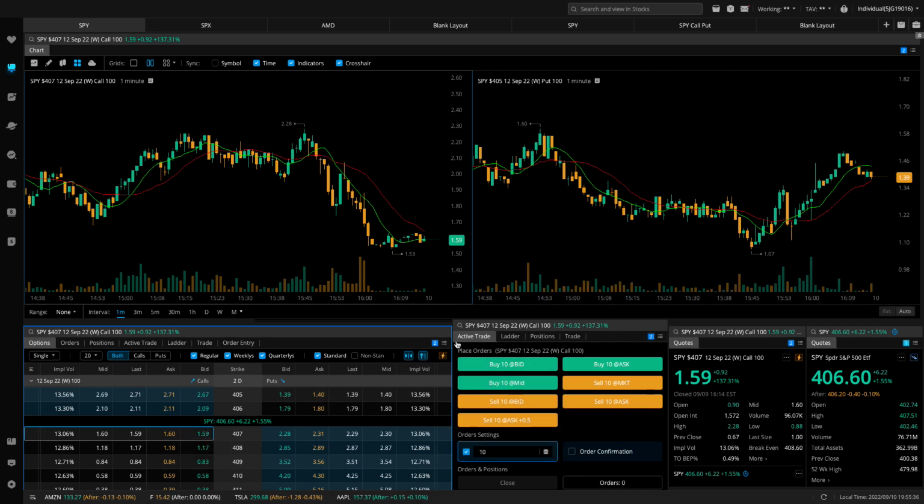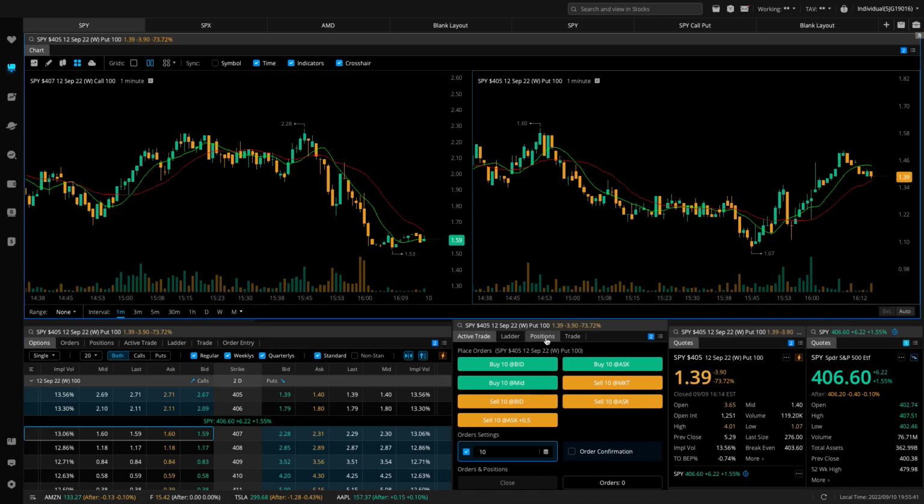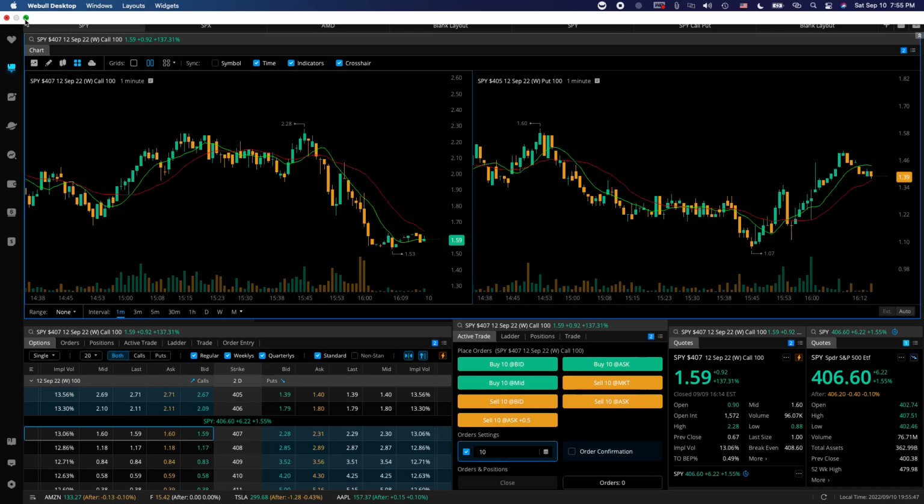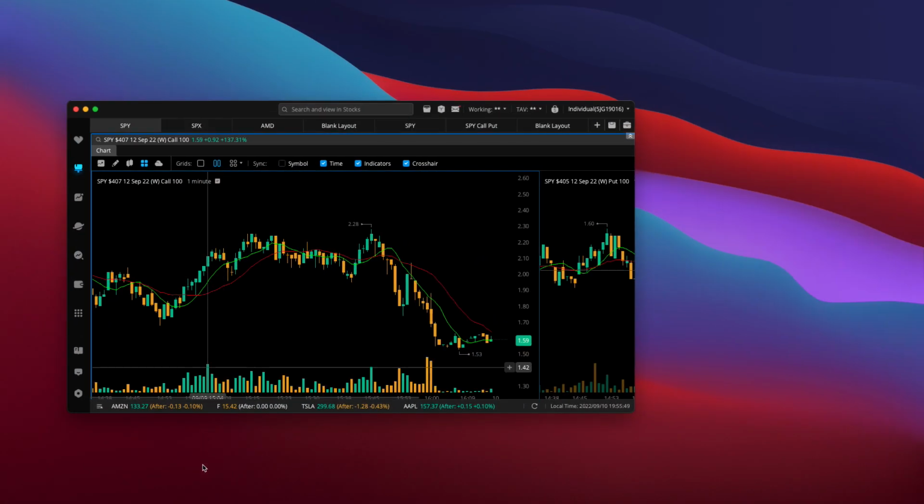Then whichever way it breaks, if it looks like it's going to break down, I'll click on this right side and get ready to hit buy. If it looks like it's going to be a call, I click on the left side and just get ready to hit buy to get in. That's how I have it set up.